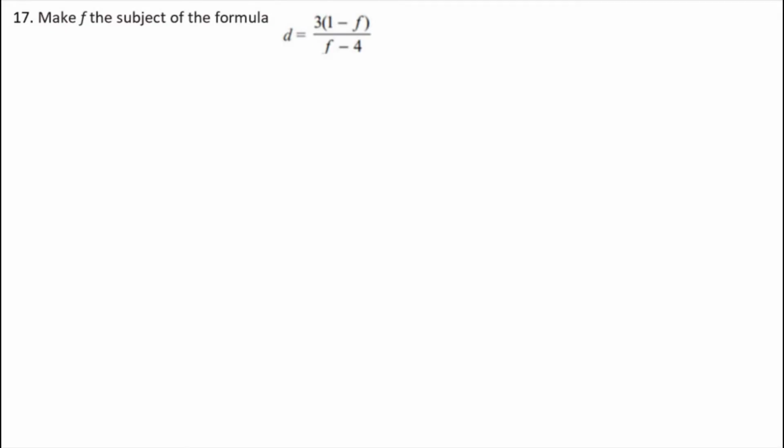Question 17. Make f the subject of the formula. Now you need to take care with this one because actually f appears in two places. It's down here and up here. So it's one of the hardest sorts of rearrangements that you need to do, and it's going to involve some extra steps.